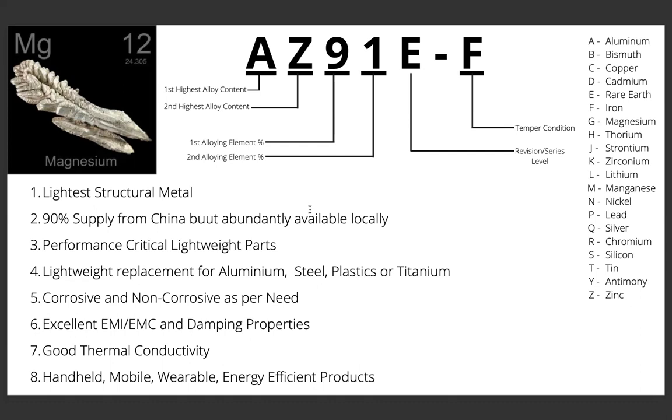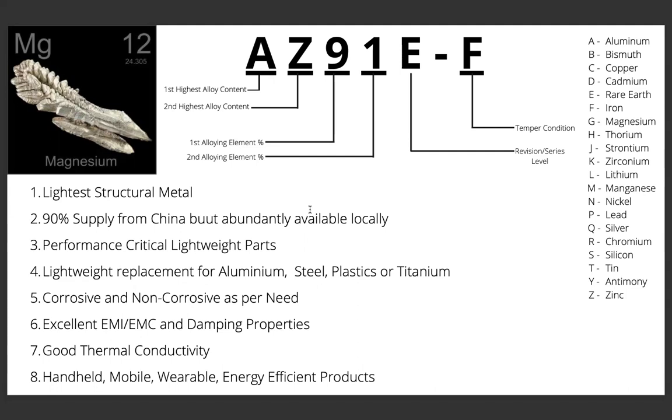Magnesium also has very good thermal conductive properties. It's almost very similar to aluminium in a lot of ways in terms of mechanical properties. So in terms of strength, that's where we are. It has the best strength to weight ratio in all structural metals. A lot of people have a misconception as well that magnesium is corrosive, which is not true.